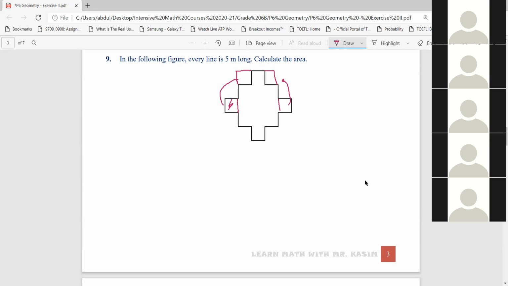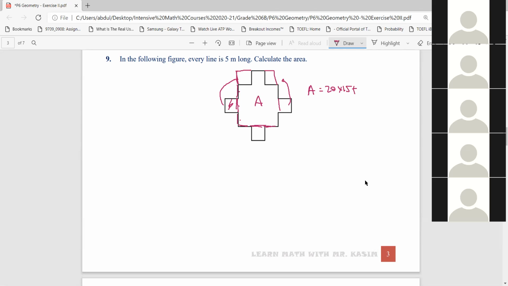Now, if I just join this one, what is it? The length is 1, 2, 3, 4, right? And this one is 1, 2, 3. So what is this area? Area is equal to 1, 2, 3, 4, that is 20 times width 1, 2, 3. 3 times 5 is 15.